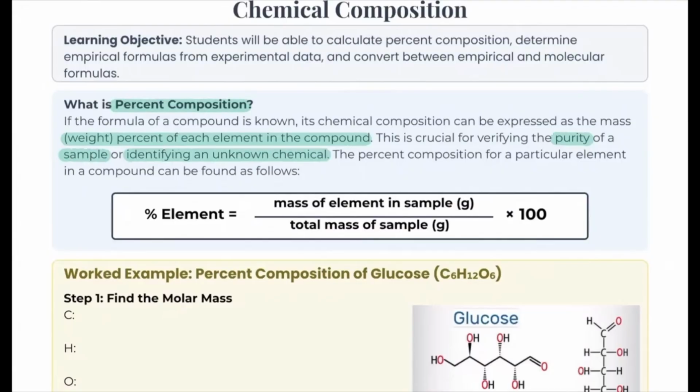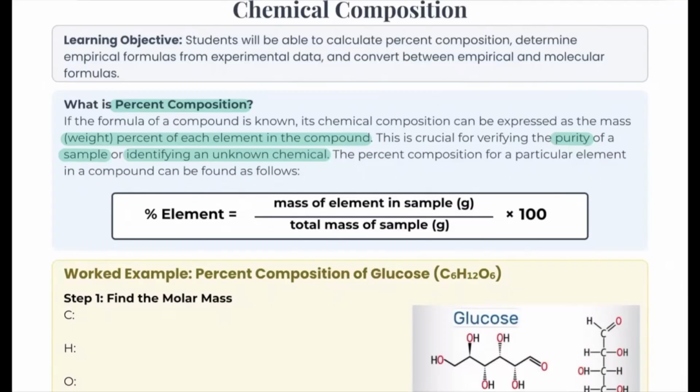And one thing I love telling my students is to imagine you're a CSI investigator, right? CSI Miami. And you're trying to analyze a mystery chemical at a crime scene. Well, percent composition could actually help you narrow down what that compound actually is.